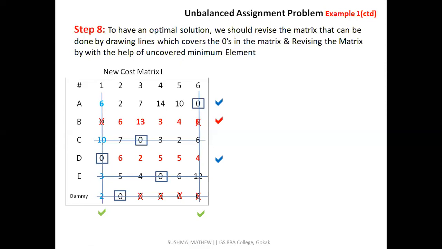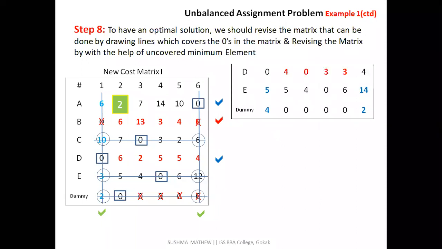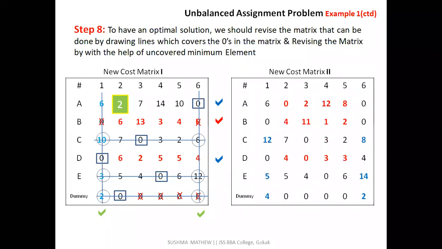Clear? So again I have to revise this by identifying the minimum element. The minimum element here is 2, and then I have to identify the points of intersection, where 2 lines are meeting. Now at point C, column number 1, E, column number 1, dummy, column number 1. Similarly, C, column number 6, E, column number 6, dummy, column number 6. These are called points of intersection. At the points of intersection we add the element 2, and from the uncovered elements I am removing 2.